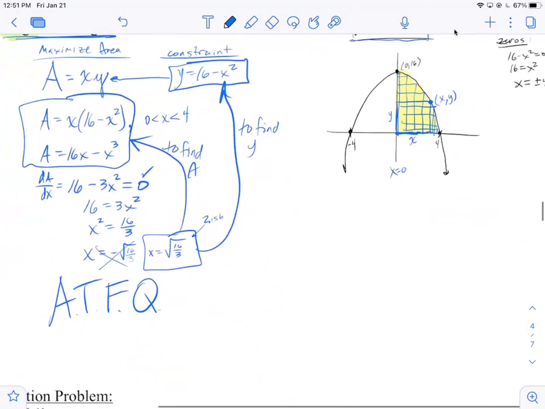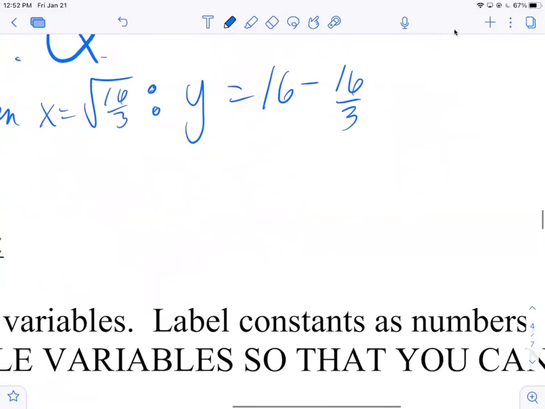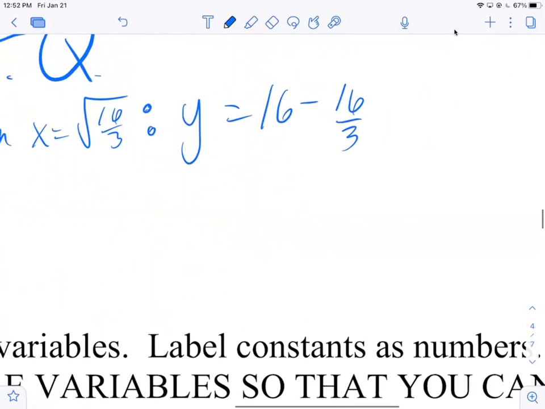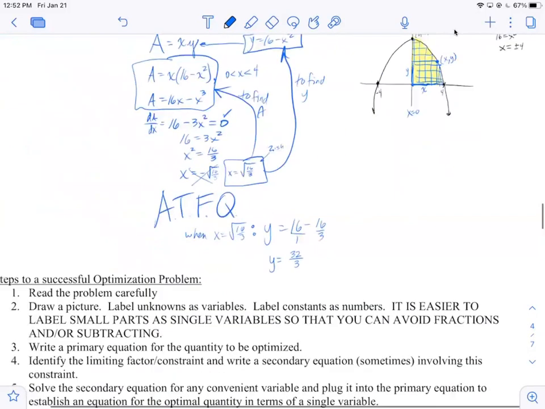So we're plugging in a number. So we'll say when x equals the square root of 16/3, y equals 16 minus, what's the square root of 16/3 squared? 16/3. Now, if it was a free response, there would be no reason to simplify that, but I want to. That's 16 over 1. So 3 times 16 is 48. 48 minus 16, 32/3. And there are no units, right?